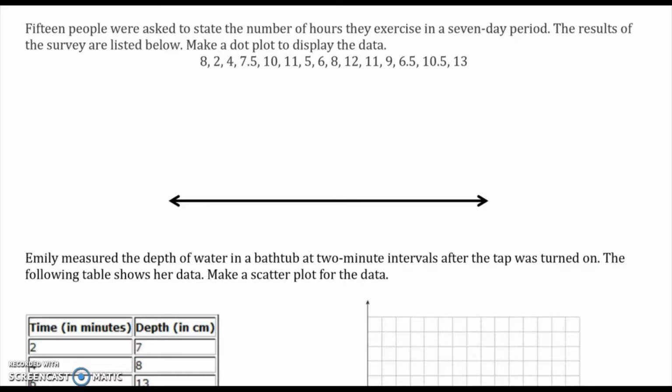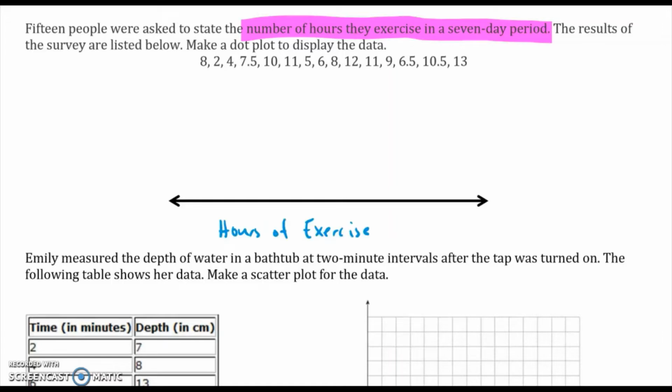If you look at this, we are going to be looking at the number of hours people exercise in a 7-day period. So each of these values represents the number of hours of exercise. We want to make sure we label our number line. Now we've given meaning to our visual, because that's what we want our visuals to do. We want it to actually depict some information. And then what we're basically going to do is make a number line to represent all of these numbers and then put a dot every time we see it.